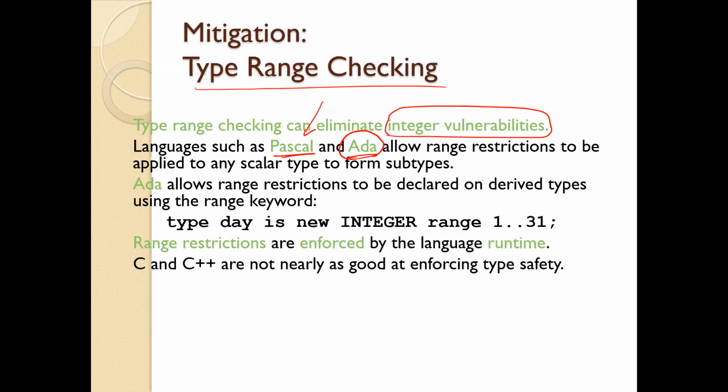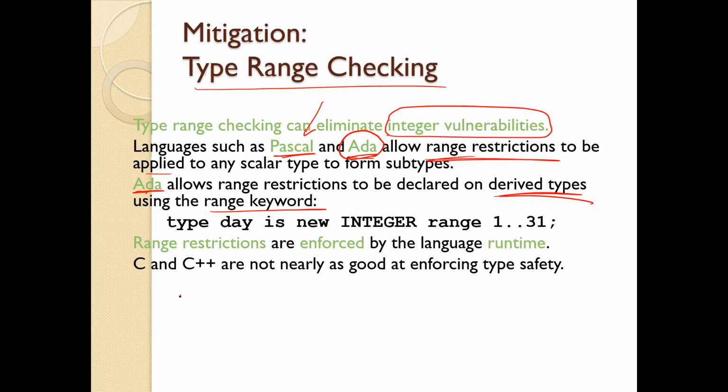And so these languages, like Ada for instance, allow range restrictions to be applied to any scalar type to form subtypes. That is to say, not only do you have an integer, but you actually create your own integers. Like you would say, okay, I'm going to create my integer as a new integer with the following restrictions. So you can see an example of that here. Ada allows range restrictions to be declared on derived types using the range keyword.